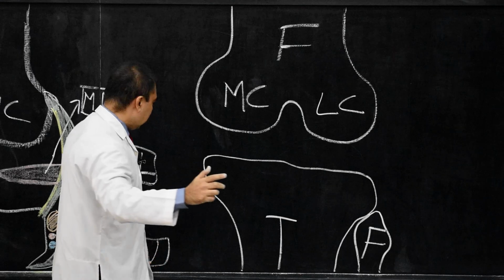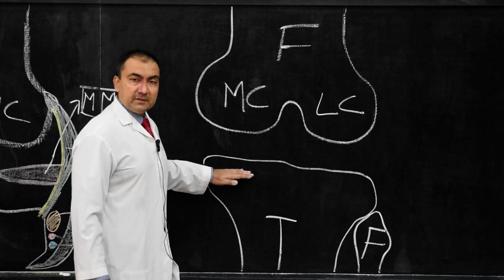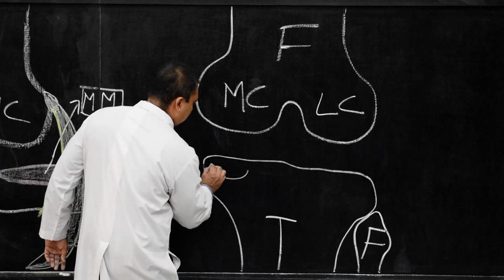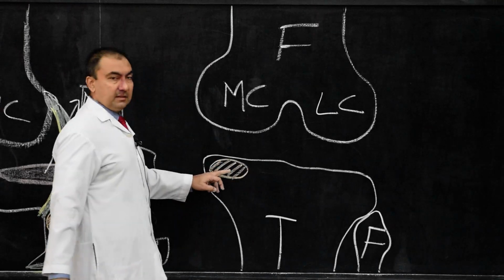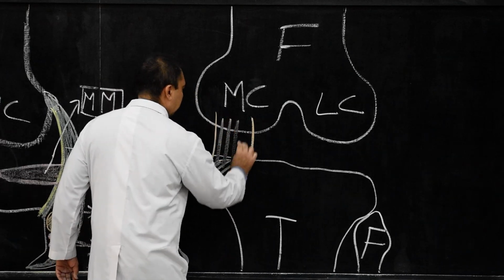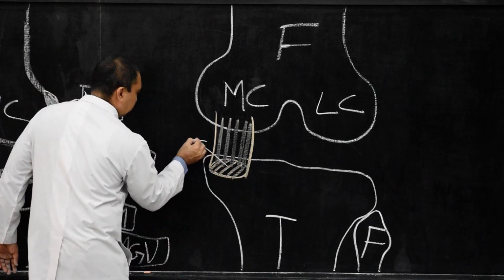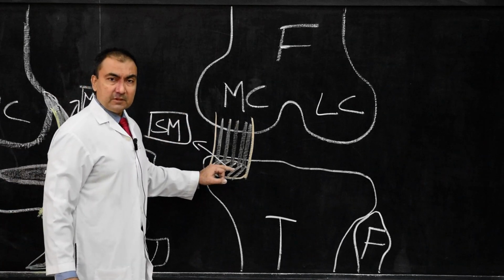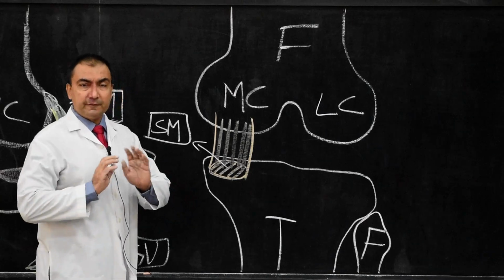Now, where is the attachment of semimembranosus muscle? The attachment of semimembranosus muscle will be on the upper part of the posterior medial margin of the medial condyle of tibia. So here there will be attachment of semimembranosus muscle. Now, from semimembranosus muscle, the oblique popliteal ligament fibers will start.